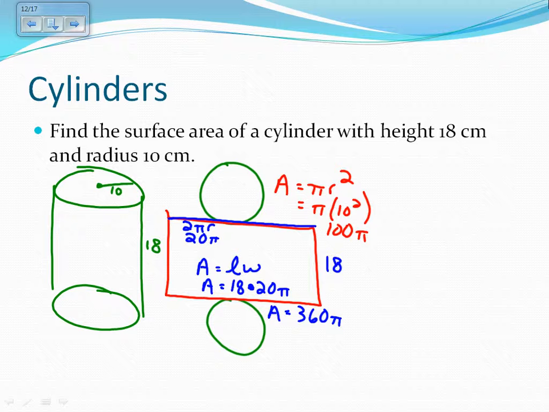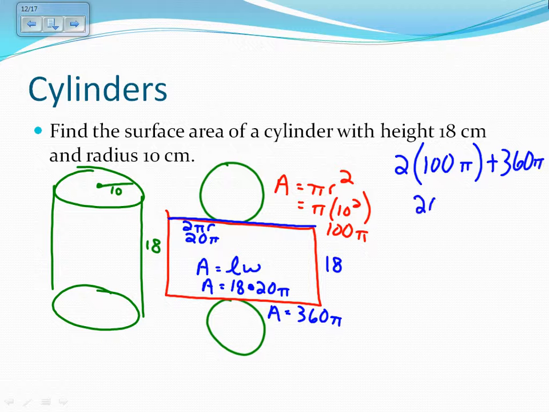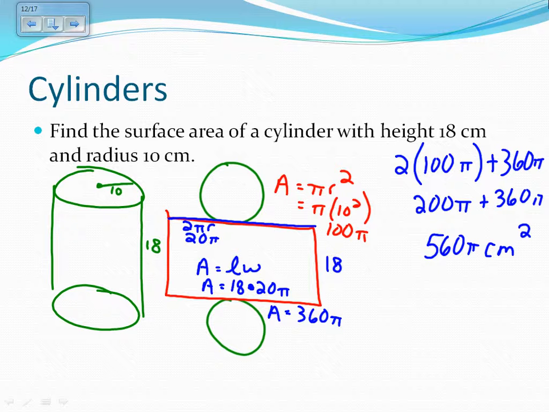The last thing, put it all together. So how many circles do I have? So it's going to be 2 times the circles, so 2 times 100 pi, plus 360 pi. So you get 200 pi plus 360 pi gives me 560 pi. What are my units? Remember, it's an area. Centimeters squared, because it's a surface area. Right? How do we feel about that one?